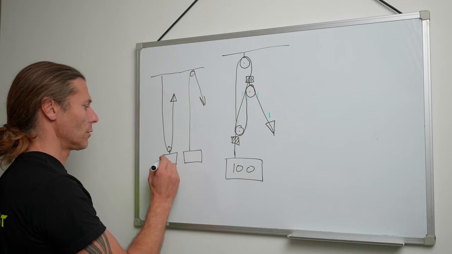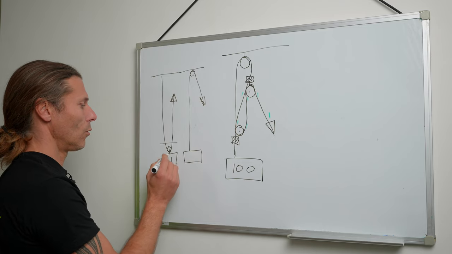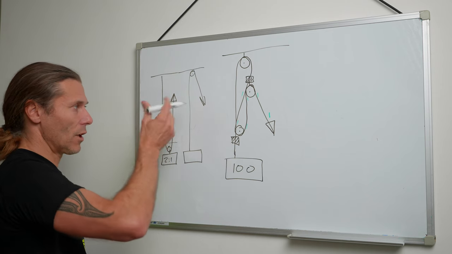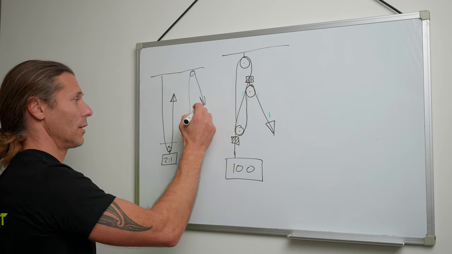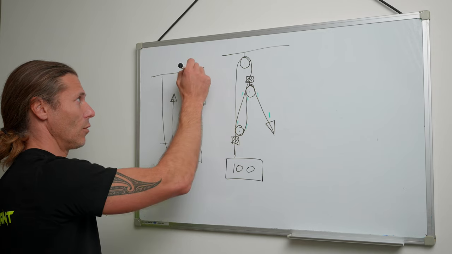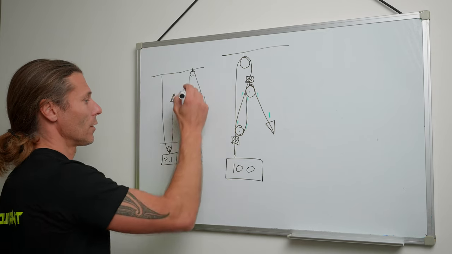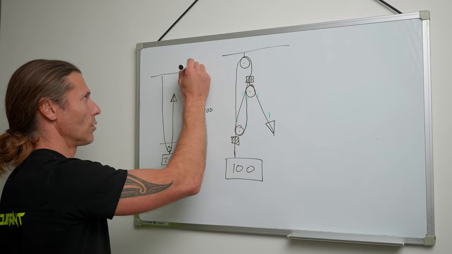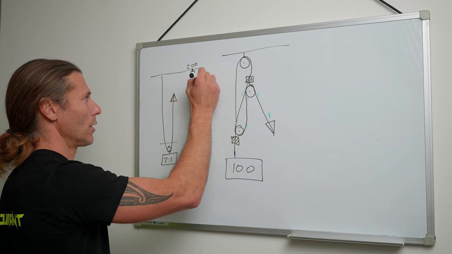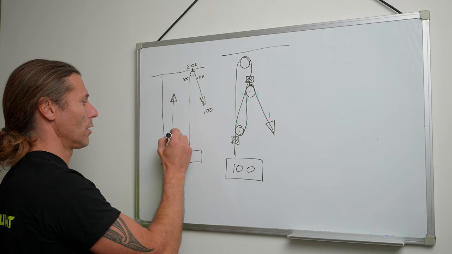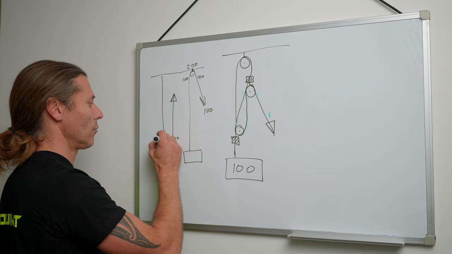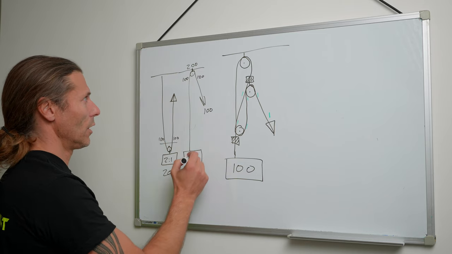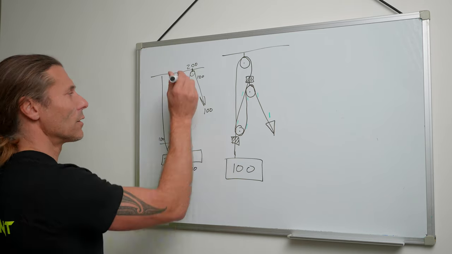Somewhere I mentioned, I hope I mentioned, maybe I forgot actually, this is a 2-to-1, where my input gets doubled on the load. But if we switch it around, we find that the input gets doubled, but on the anchor point. So if I pull with 100, this will see 200, because I have 100 here and 100 here. 100 here, 100 here, and I can lift 200 with 100. And with this, I can lift 100. It's about this part.